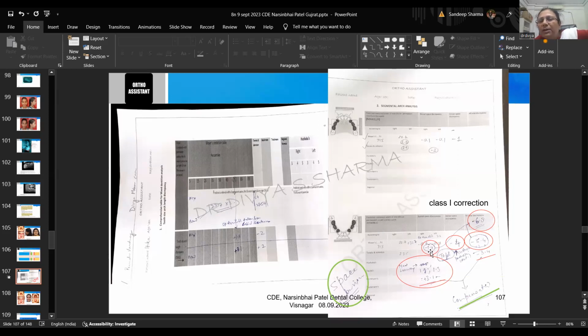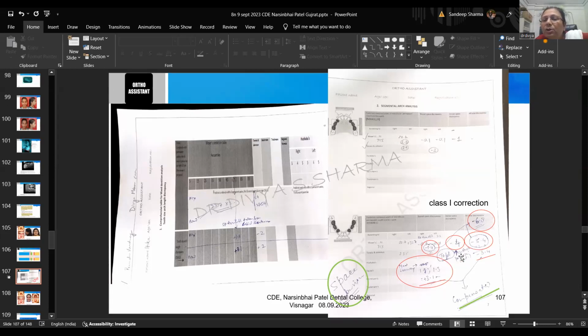Buccal space discrepancy is minus 1.4, while the incisal space discrepancy is minus 4. Total is minus 5.4. And this is if the patient is borderline. If we go for the class 1 correction, it will increase. It will become minus 6.8. Okay, so how to compensate?